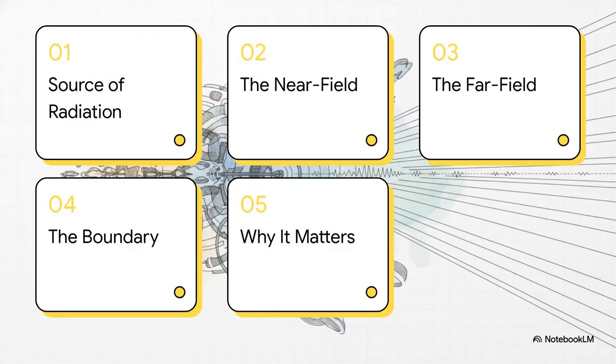All right, here's our roadmap. We're going to start right at the very beginning, the source of the radiation. Then we'll move into that complex and kind of wild near field. After that, we'll see how it compares to the nice, predictable far field. We'll even pin down exactly where that boundary is, and then wrap it all up with why this whole distinction is just absolutely critical for your day-to-day work.